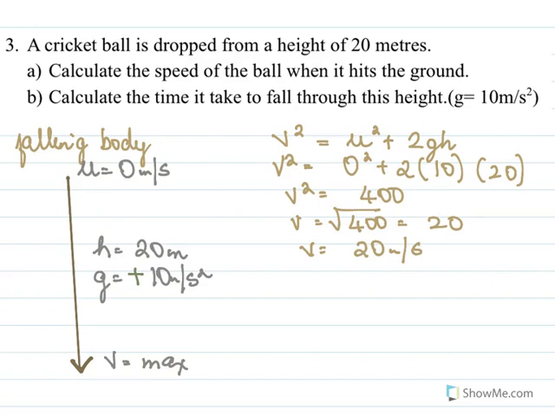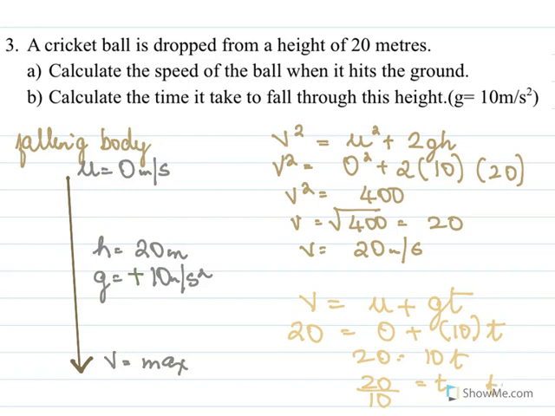For the next part we have to find the time. So for this we'll do V equal to U plus GT. We know V is 20, we just found that out. The initial velocity is 0, like here we have written initial velocity is 0. We know G is plus 10, the falling body. T we do not know, time we do not know. So we have 20 equal to 10t. So t equal to 20 over 10, and your t equal to 2 seconds. So it will take 2 seconds to reach the ground.